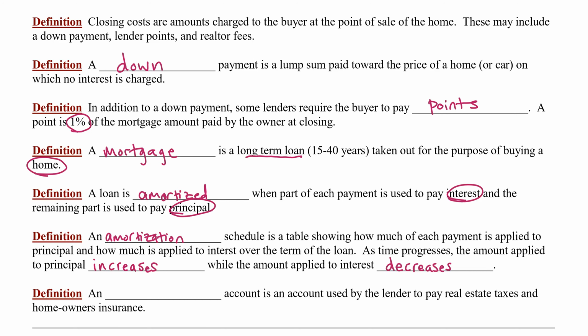And finally, an escrow account is an account used by the lender to pay real estate taxes and homeowners insurance. So in addition to your monthly payment, extra fees will be tacked on to that monthly payment, and they will be set aside in this escrow account and saved up for when real estate taxes are due and when homeowners insurance is due. This helps you to spread out those costs over the year so you're not facing big lump sum payments a couple of times per year. So this is the terminology associated with homeownership. In the next video, we'll go ahead and get started on the mathematics.